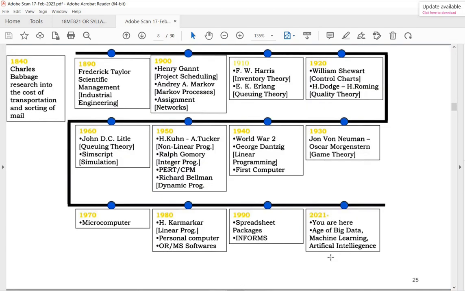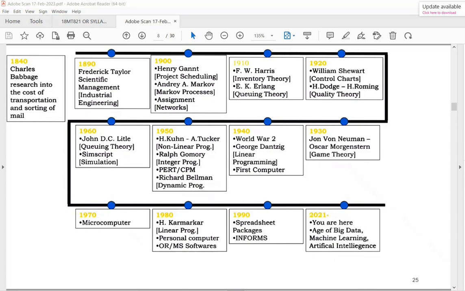Then, what is the evolution? In PLC, I discussed this type of flow chart, the evolution of PLC. This evolution of OR is also important. This line diagram is most important. You can carry this for the particular application. If it is asked to explain the evolution of operational research, you can use this flow chart to make the explanation.